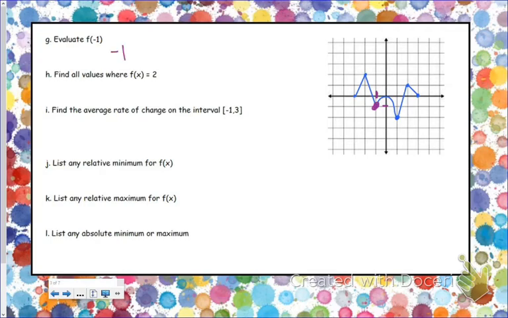All right. Find all values where f of x equals 2. That means find the x's that give you a y coordinate of 2. So when y equals 2, x equals blank. Whereas up here, this was x equals -1, so y equals blank. It just happened to be the same thing. Okay, so let's go back to our graph. When y is 2, there's only one place where it touches, and that is the x coordinate of -2.